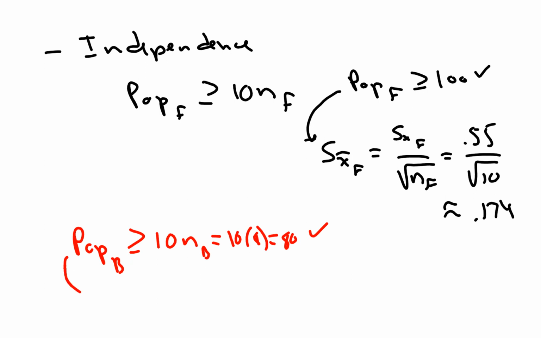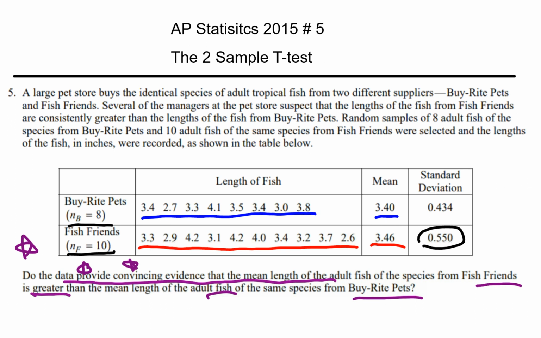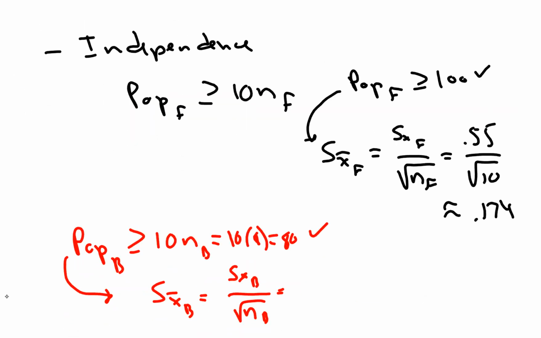So we need to assume that the store has more than 80 fish in it. And if that's true, then we know the standard deviation of X bar for Buy Right is the standard deviation of X for Buy Right over the square root of the sample size for Buy Right. I think I'm getting confused with the store. If we look up top, looks like that standard deviation is 0.434. So they were nice enough to give that to us. So we could put 0.434 here over the square root of 8.